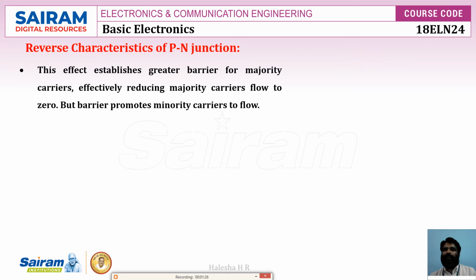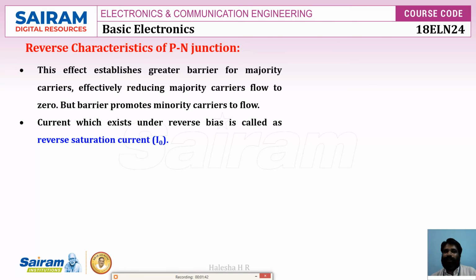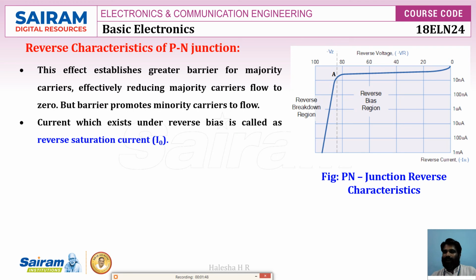Okay. This effect establishes a greater barrier for majority charge carriers, effectively reducing majority charge carriers flowing across the junction, and the barrier promotes minority charge carriers to flow. So the current which exists under reverse bias is called the reverse saturation current, and this is the characteristics, reverse voltage versus reverse current. The y-axis indicates current, the x-axis indicates voltage. Again, initially it is a very low current, and then it progressively increases.